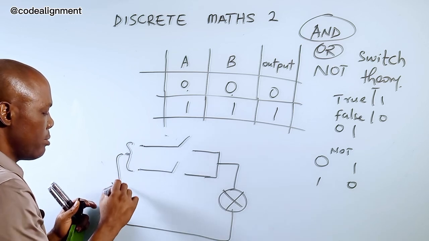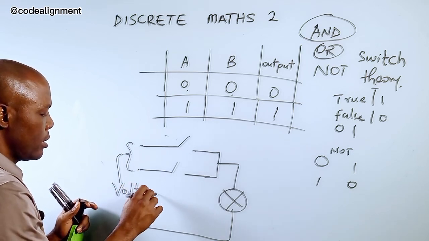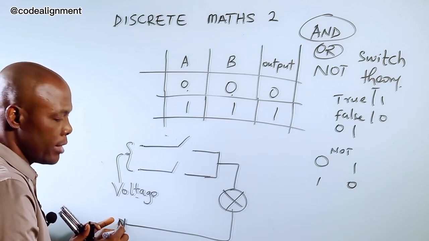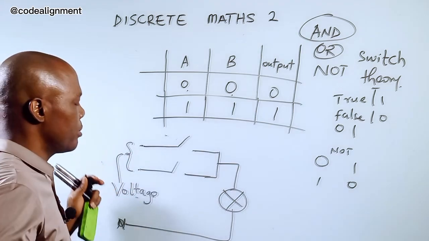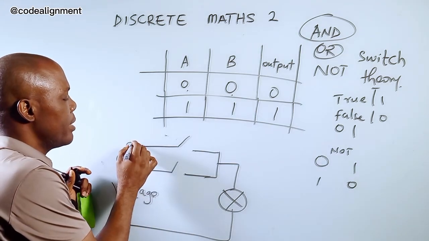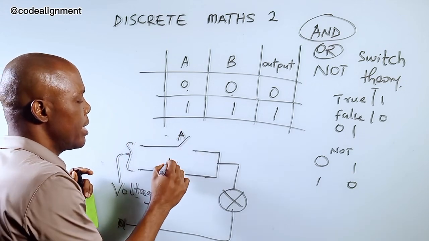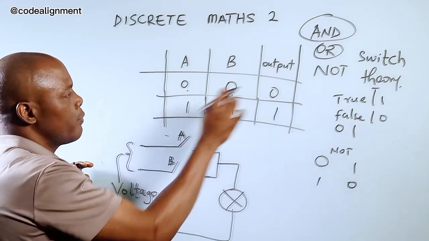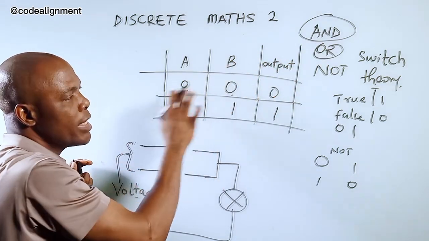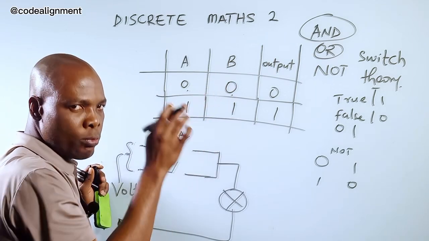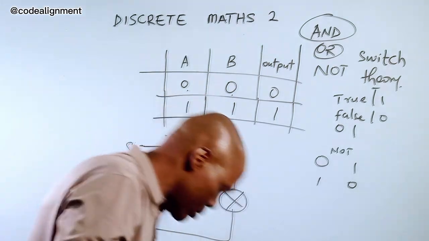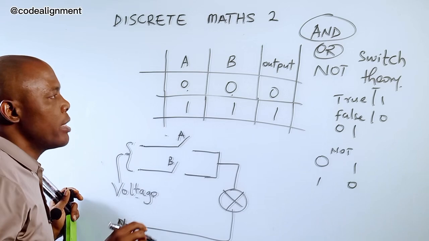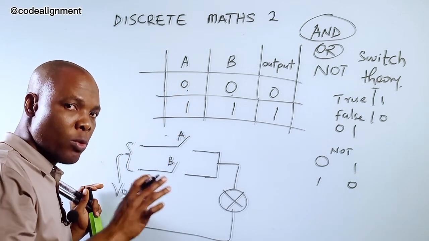So I'm combining these together. This is my voltage. This is my 0, which is like the neutral, right? The neutral. Okay, this is the switch. So this is A, and then this is B. So what is it saying? It's saying that if either of them is 1, the output will be 1.